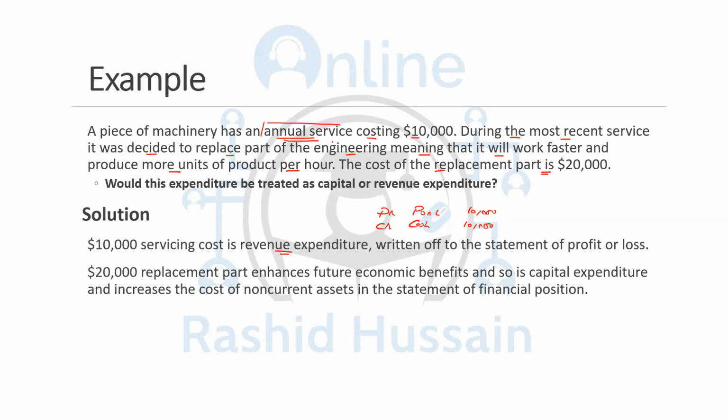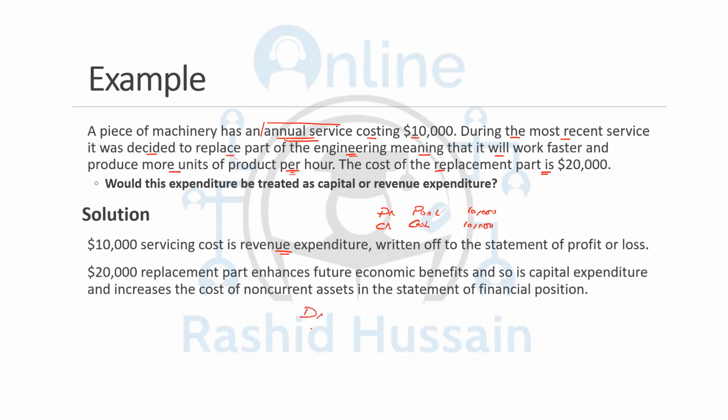Like we do the service of the cars, we do the service of the machinery, we do the service of the air conditions. So it is going to be expensed out because it is done for the maintenance. During the most recent service, it was decided to replace part of the engineering, meaning that it will work faster and produce more units. So you're doing an expenditure. It is going to increase the efficiency of the asset. It is going to work faster and produce more units. So that means it is a capital expenditure and this should be capitalized.